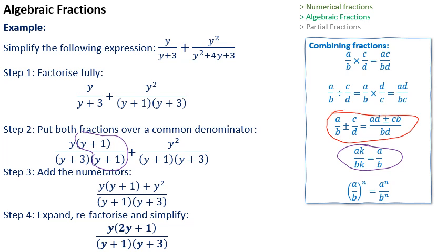Now in this case, if we do y times y plus 1, we get y squared plus y. Now we also have another y squared, so now we have 2y squared plus y, and you can pull out y as a common factor, y times 2y plus 1.